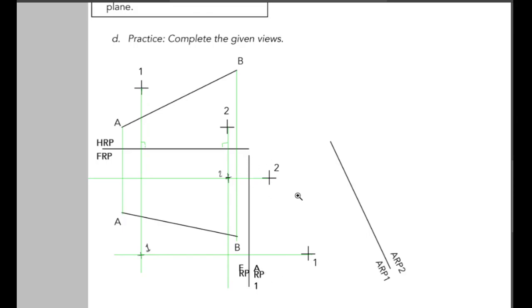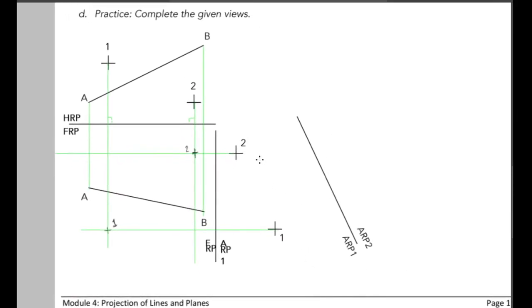So in ARP1, we project point B and point A, and we'll also project this one. We are working on this reference plane. So 2 views away is 1 view, 2 views. So we can copy this distance A.